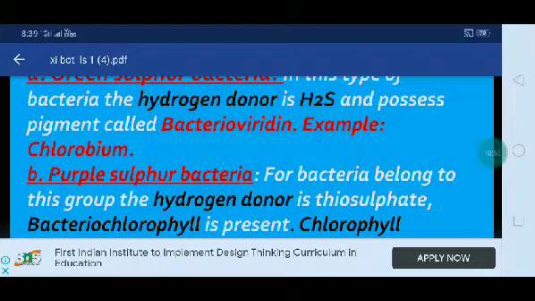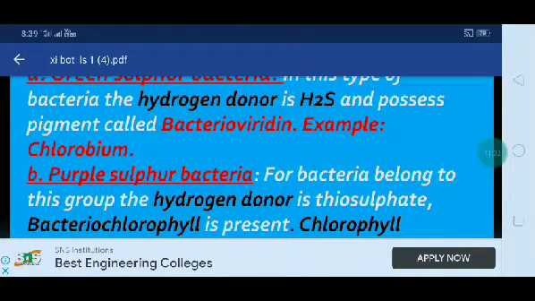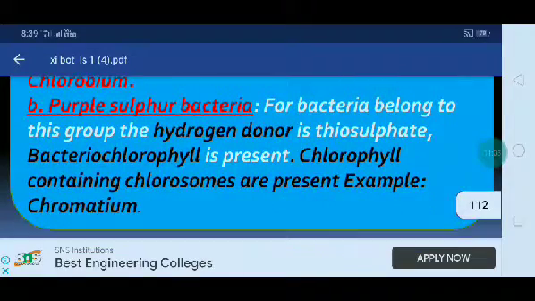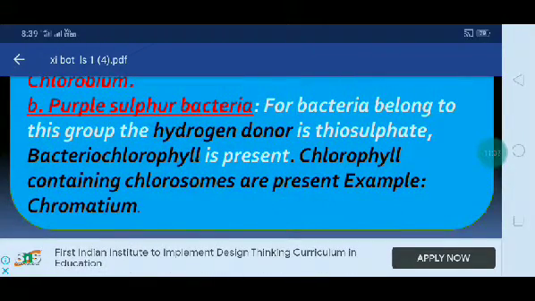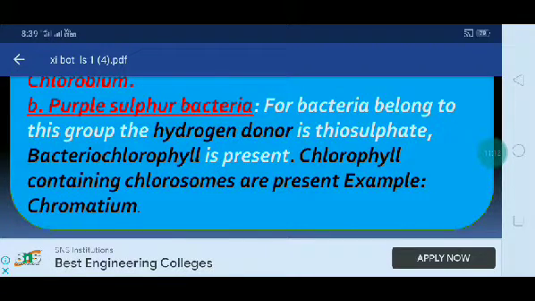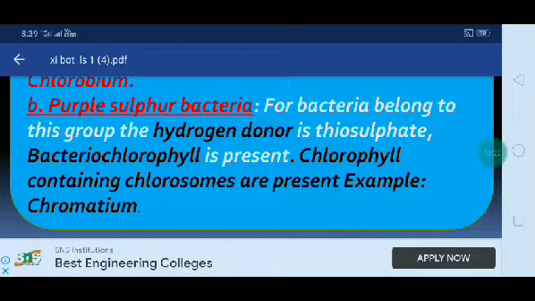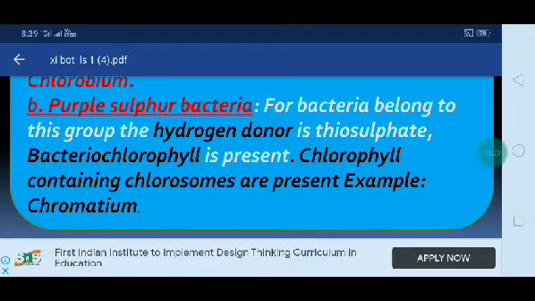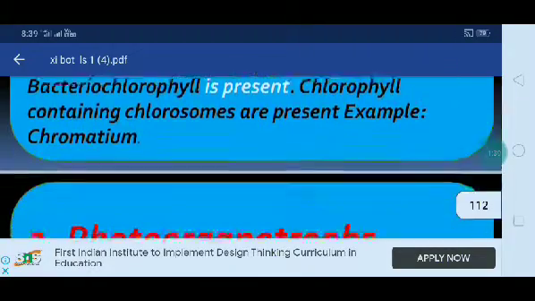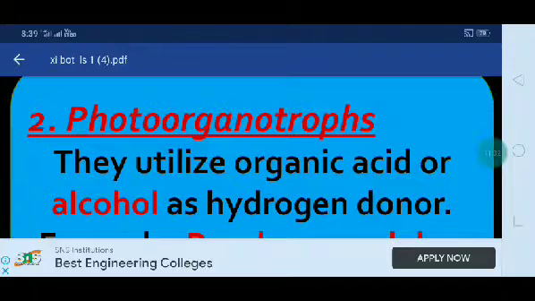Then purple sulfur bacteria. For bacteria belonging to this group, the hydrogen donor is thiosulfate. Bacteriochlorophyll is present, and chlorophyll-containing chlorosomes are present. Example, Chromatium. Green sulfur bacteria have H2S as the hydrogen donor, while purple sulfur bacteria have thiosulfate. Then the next one is photoorganotrophs.